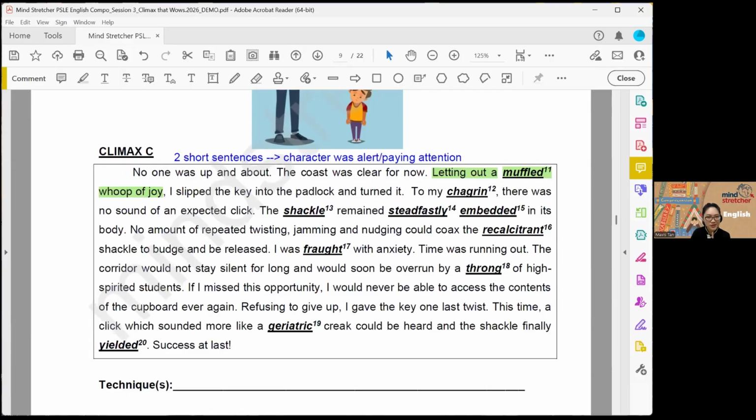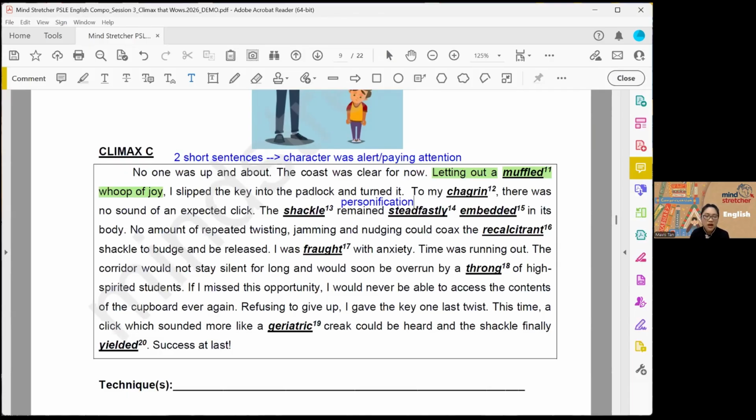Technique is used here. This is personification. A shackle cannot be steadfast. Steadfast is a human quality, okay? Say, wow, the shackle is very stubborn. Personification. The shackle remains steadfast. Personification, right? Okay, so there's personification.